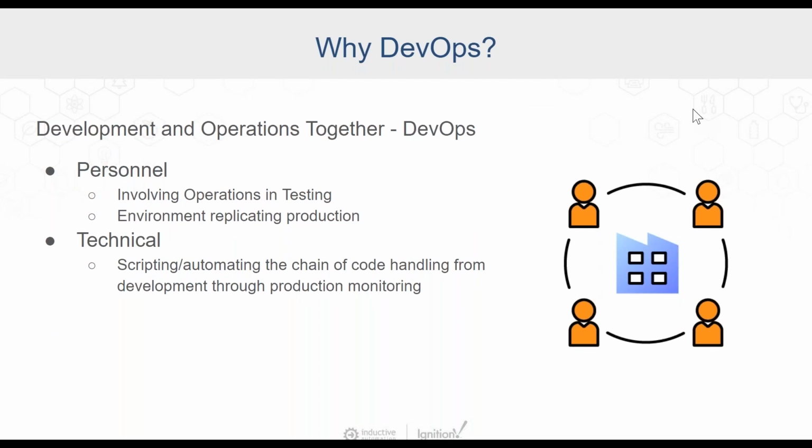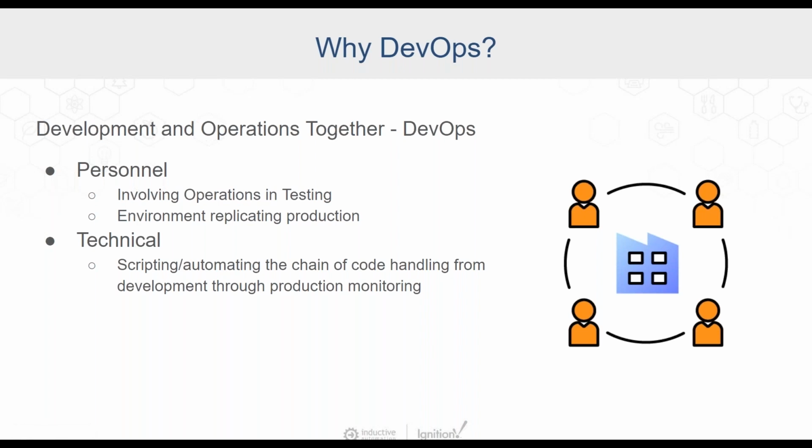DevOps is short for development and operations working together, and that takes two forms here. There's two main aspects. One is a personnel aspect, and that's involving operations staff, typically with testing. So the end user that gets their hands on the end product of the software project, your Ignition application, getting them in the loop testing is typically something that's not done, right? Instead, we throw it over the fence. Well, we want to change that.